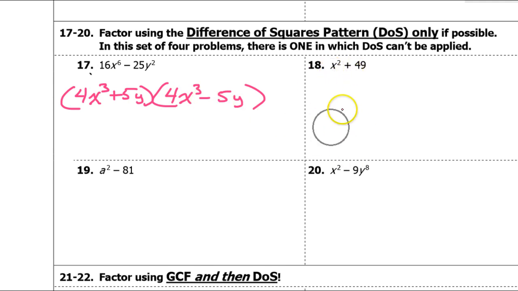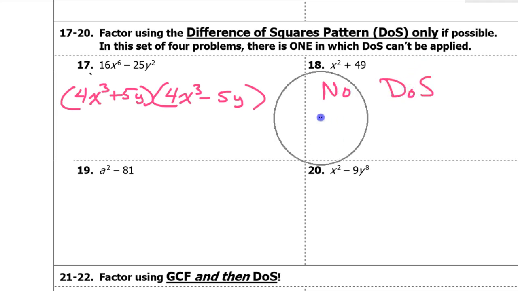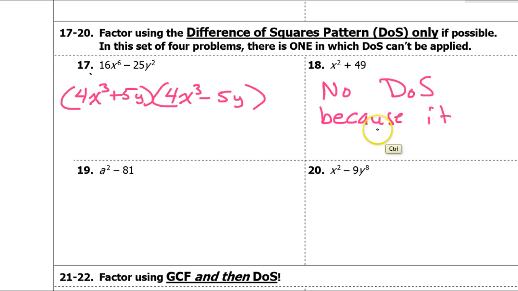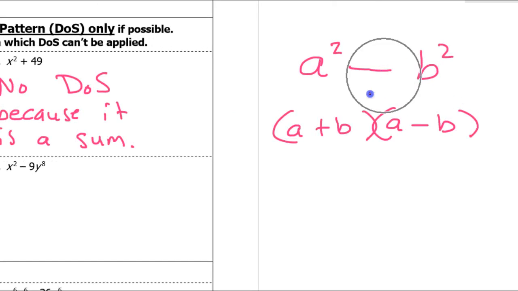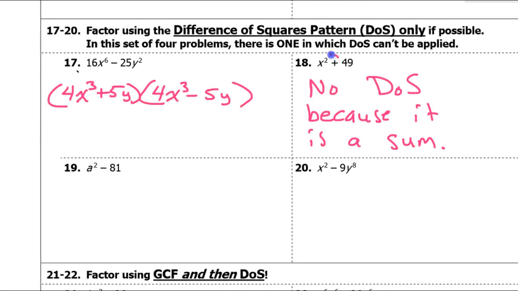Now, number 18 is not the difference of squares, because it is a sum. Okay? Difference means subtraction. So, if it's addition, that's not the difference of two squares. So the sum of two squares can't be factored. Now, number 19 is back to fitting the pattern.